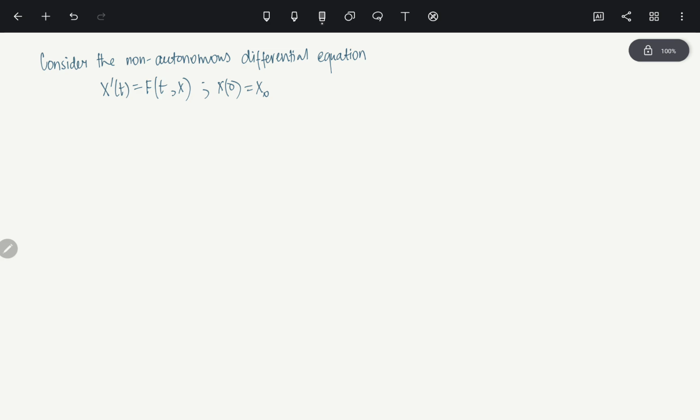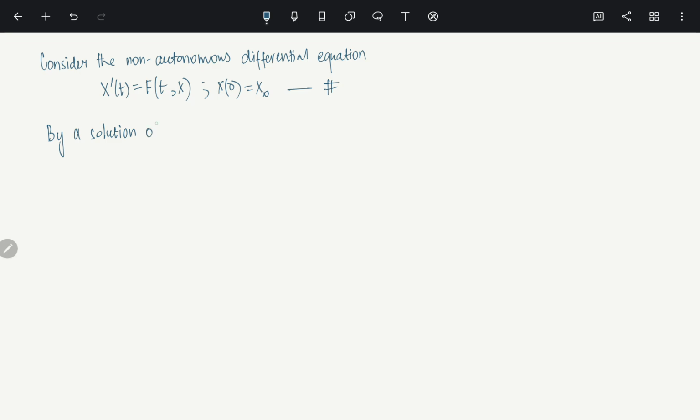Okay. If you have this system, first of all I want to find out what is the meaning of a solution. So by a solution, let's call this system (H). Clear?